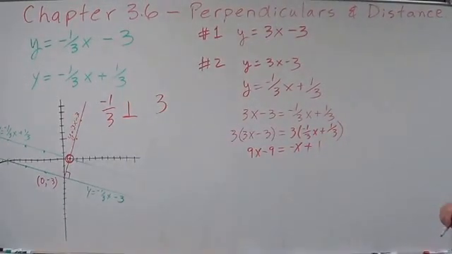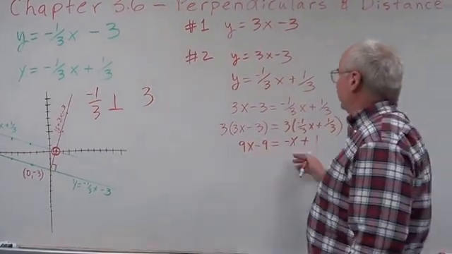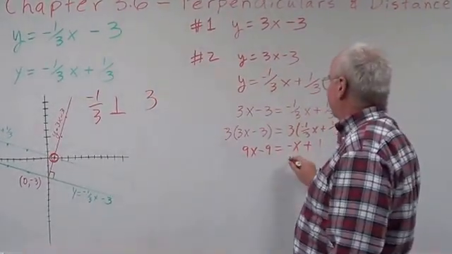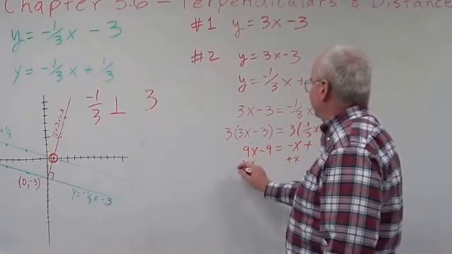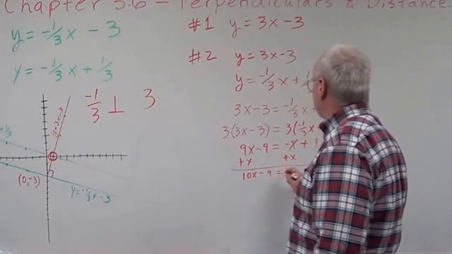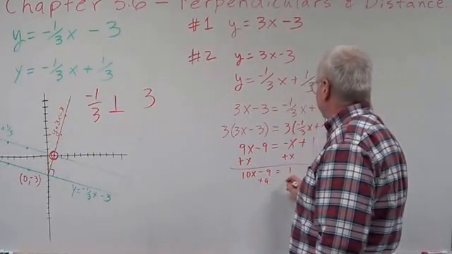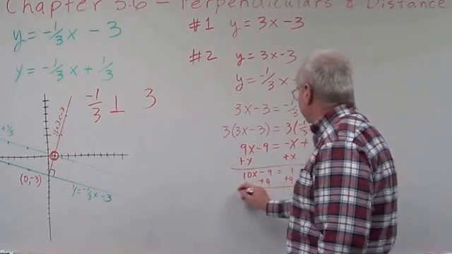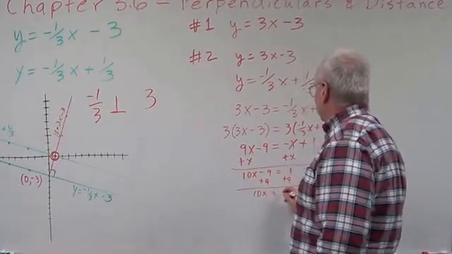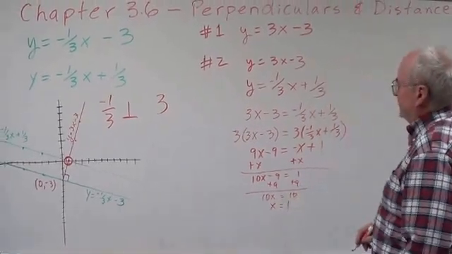Alright, look at what I did there. It's just algebra. We did it last year when we were solving and factoring equations. Okay, now I'm going to add this to both sides. What do I get? 10x minus 9 equals 1. I'm going to add 9 to both sides. Plus 9. I get 10x equals 10. x equals 1. Okay?